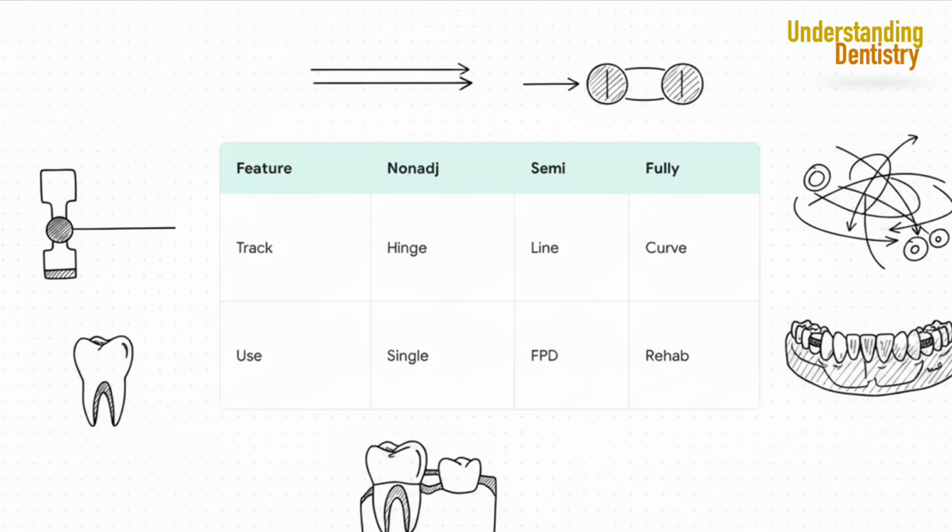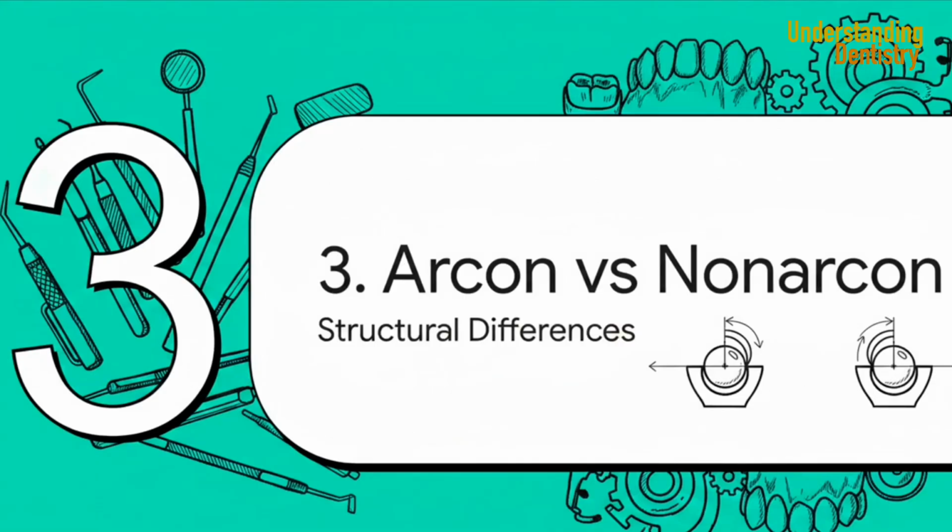This table gives you an objective comparison of your hardware options. The non-adjustable, it's fixed, limited, meant for simple single units. The semi-adjustable gives you straight-line paths and limited settings for intercondylar distance, which is the anatomical distance between the rotational centers of the left and right condyles. And then you have the fully adjustable models. These offer maximum precision, replicating the entire character of those curved border movements, but they require immense skill, time, and expense. That's why they're reserved for extensive full-mouth reconstructions. Part 3. Arcon versus non-arcon designs.